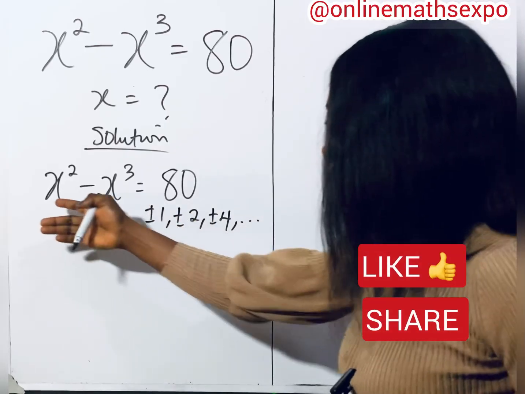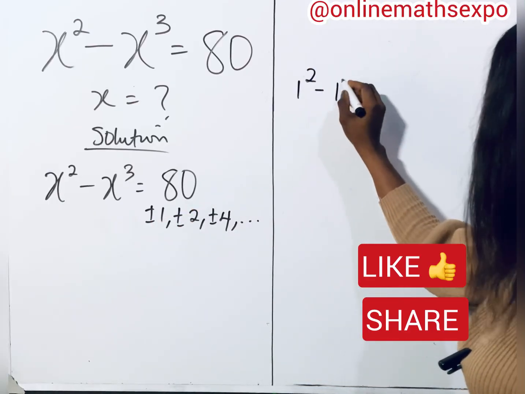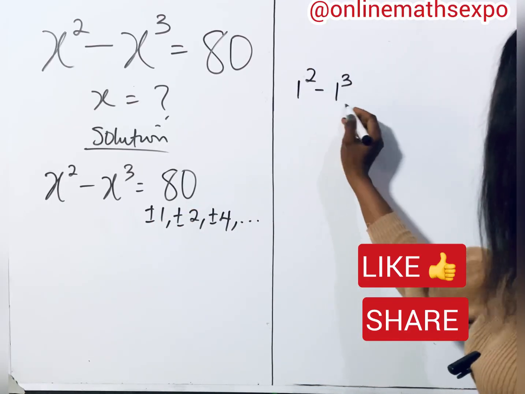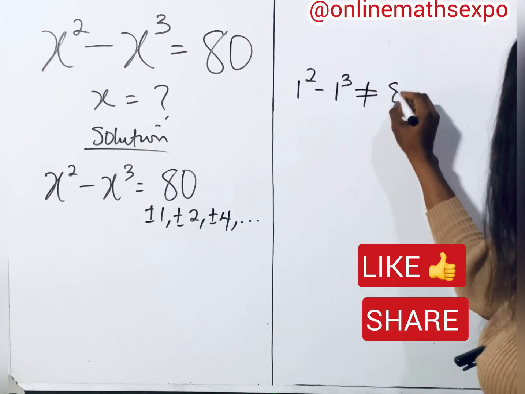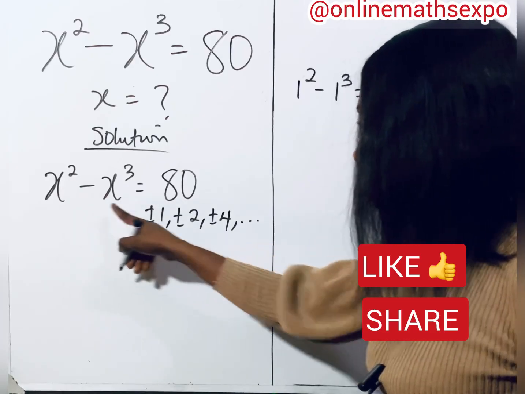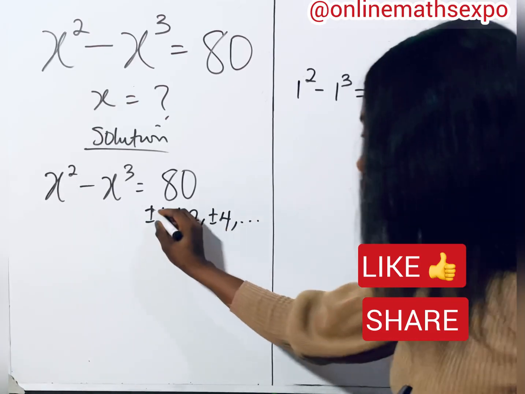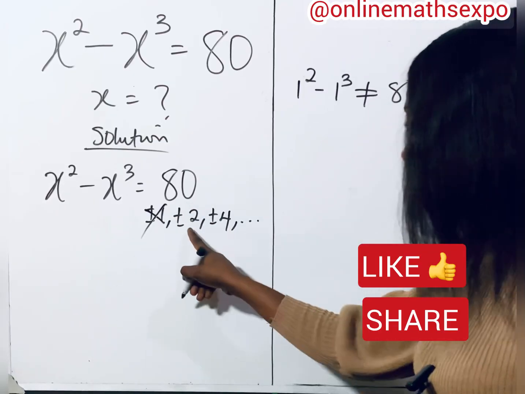Now, let's try putting x as 1. So we have 1 squared minus 1 cubed. You observe that when you simplify this, it is not equal to 80. And when you try it for negative, you will still observe that the number is smaller. It will not be close to 80. So we don't need this solution.